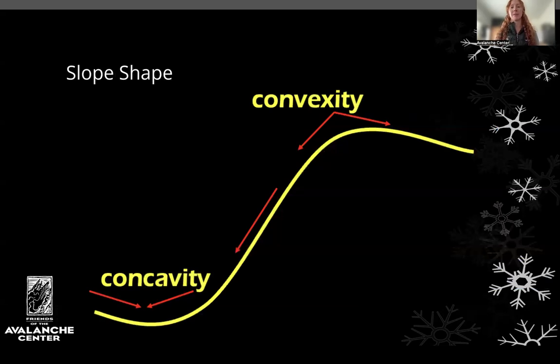Moving on to slope shape. So convexities and concavities. Convexities, often called rollovers, the slab is being stressed as it's wrapping over the convexity. And so it's often where avalanches start. A concavity is where you can have an increased deposition of snow. So a terrain trap. So both places to watch out for different reasons. A convexity is a very good starting zone. A concavity is a very good terrain trap.